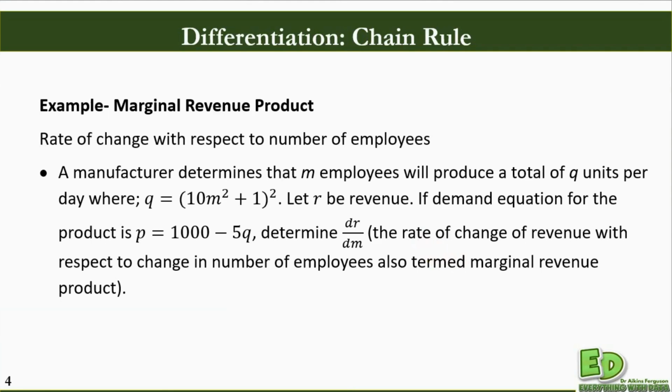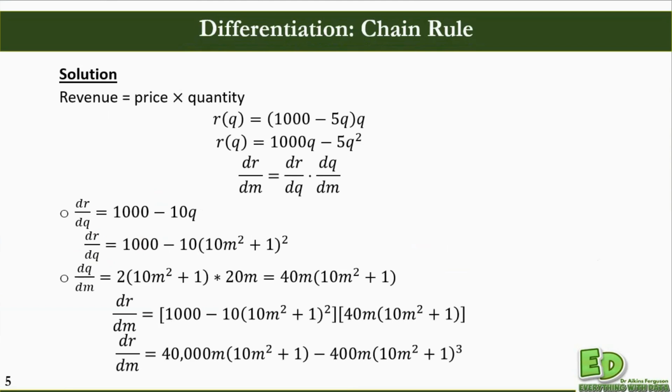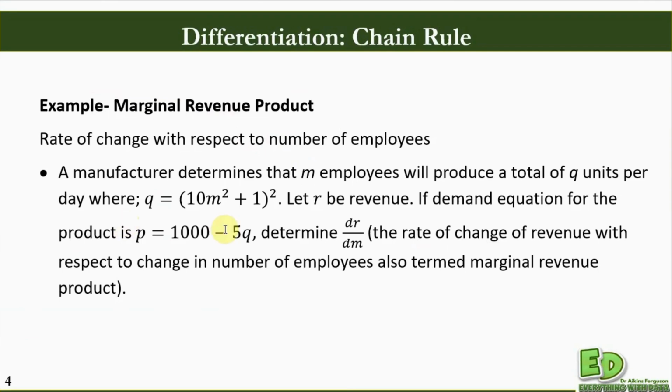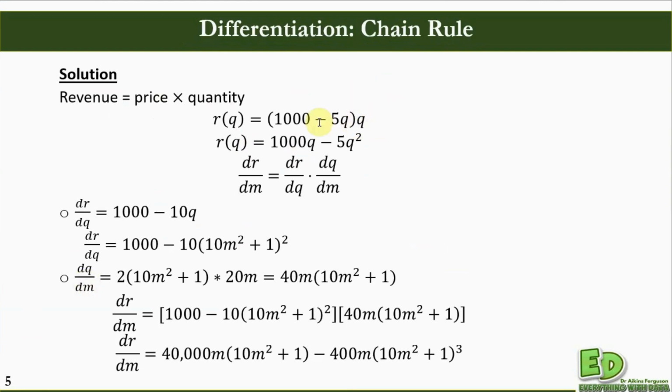So we have to find our total revenue, where we've been given the price. Total revenue is equal to price times quantity. So let's look at the solution of how we go about it. Total revenue is equal to price times quantity, where the price was given as P equals 1000 minus 5Q, times Q. If you multiply through by the Q, you get 1000Q minus 5Q squared as your total revenue.